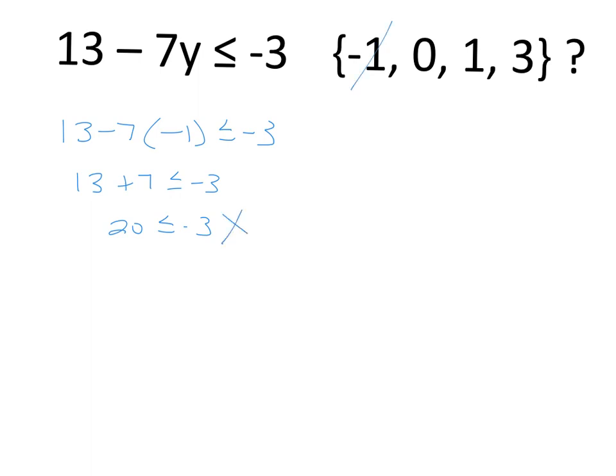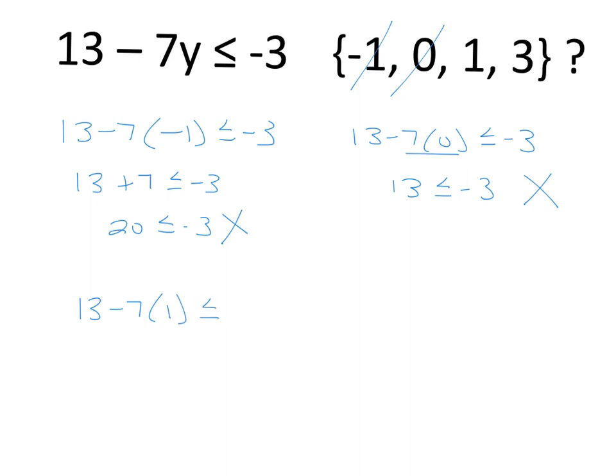So that guy's out. So now you go to 0. 13 minus 7 times 0 is less than or equal to -3. Okay, again, anytime you multiply something by 0, it's just 0. So you have 13 is less than or equal to -3. Does that work? No. Okay, remember, alligators got to eat the bigger number. So 0's out. 13 minus 7 times 1 is less than or equal to -3. So we get 13 minus 7, which is 6. So is 6 less than or equal to -3? The answer is no there.